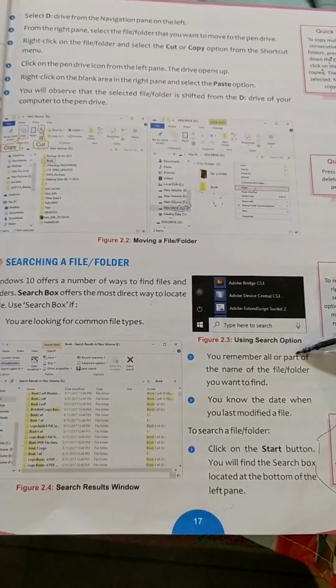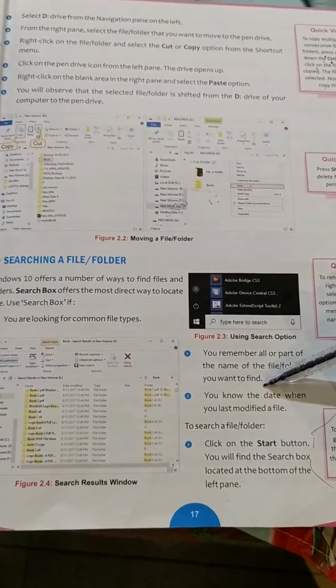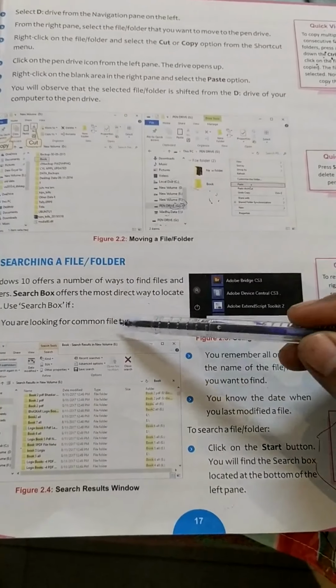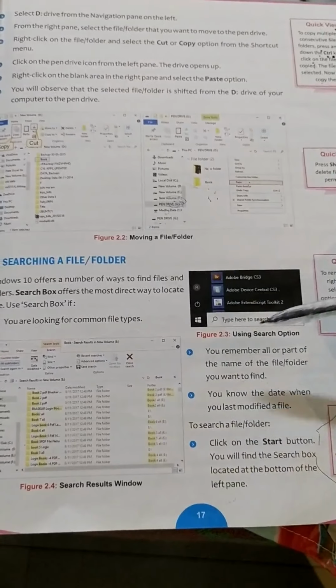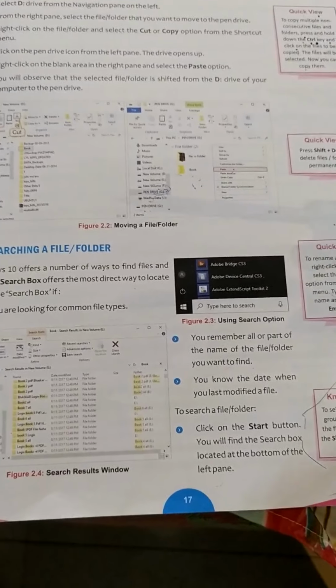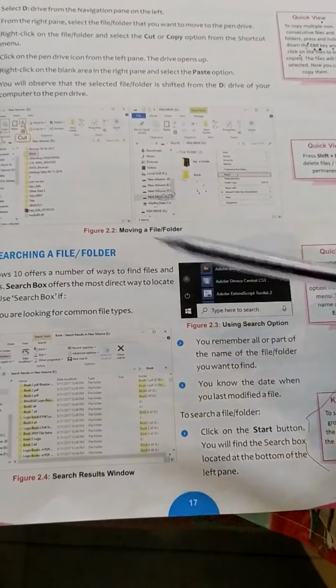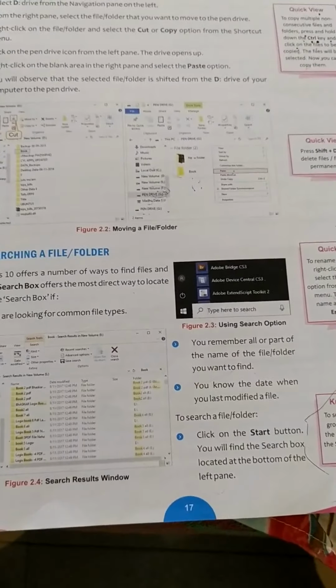You can also use it if you remember all or part of the name of the file or folder you want to find. You can use the search box if it has a common file type, or if you remember the full name of that file or folder, or a part of it. You can even use the search box if you know the date when you last modified that file or folder that you want to search.